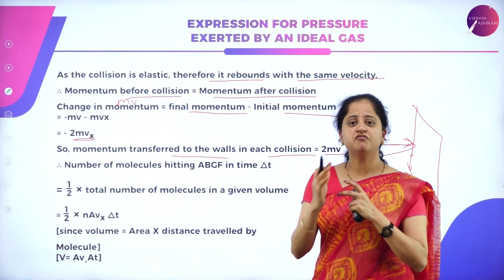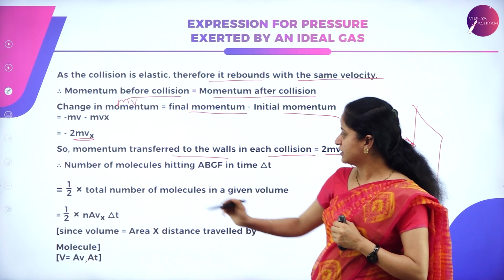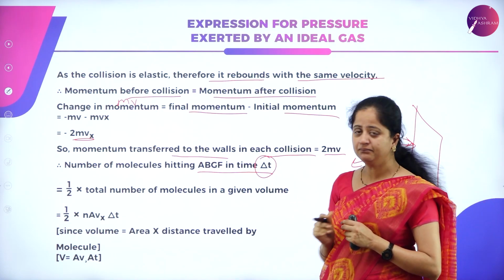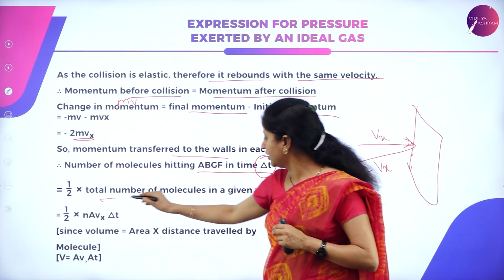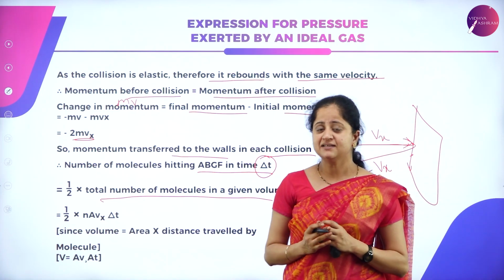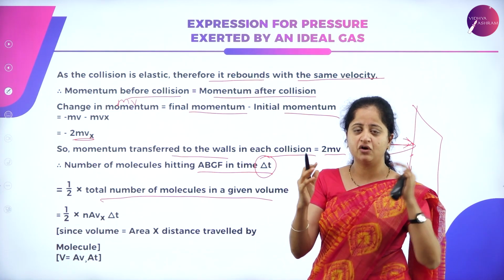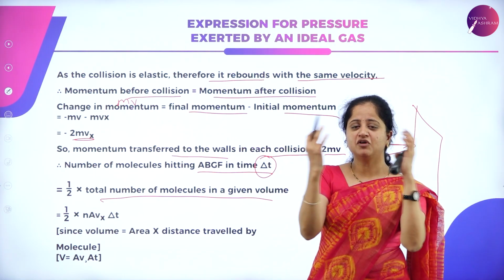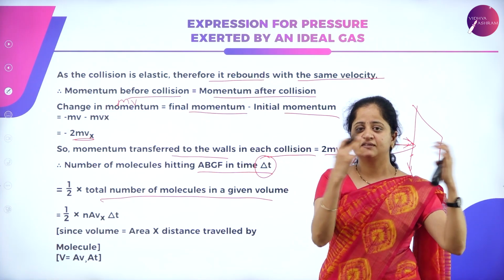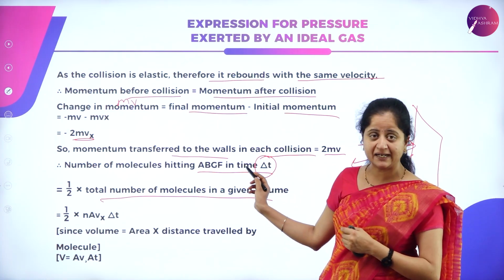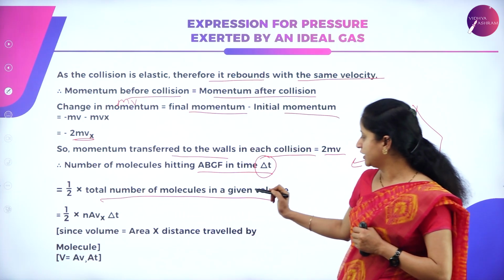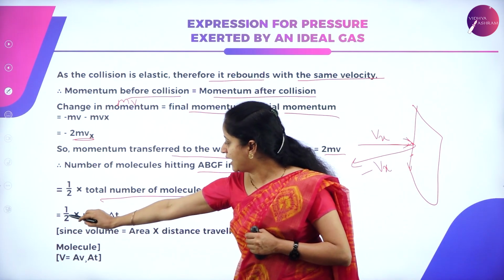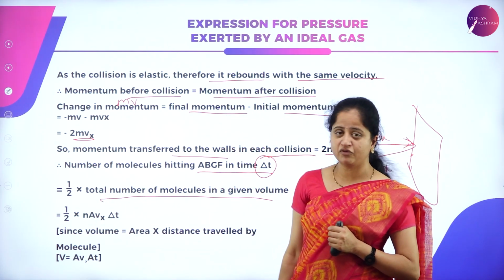What is the number of molecules enclosed in the cubical vessel? The number of molecules hitting the wall in a small interval of time, delta t, is equal to half into the total number of molecules in a given volume. Why is it half? Because in random motion, when molecules are going and hitting the wall, at the same time half of the molecules will be rebounding back. So in the time interval delta t, half of the total number of molecules will collide with the walls of the container.